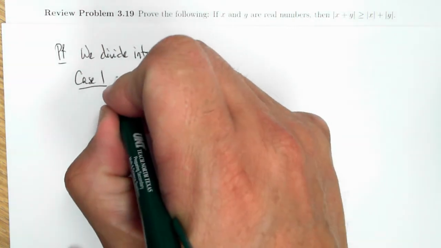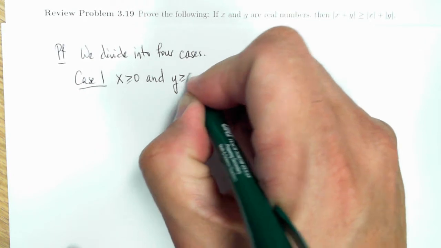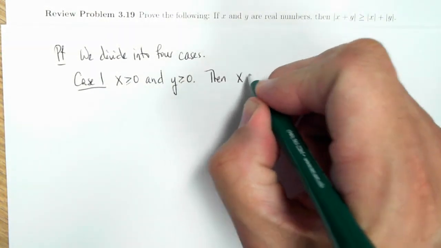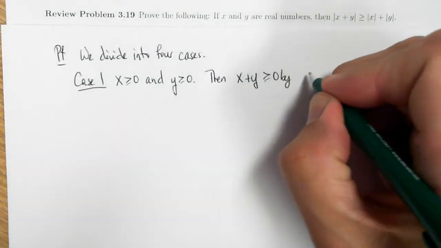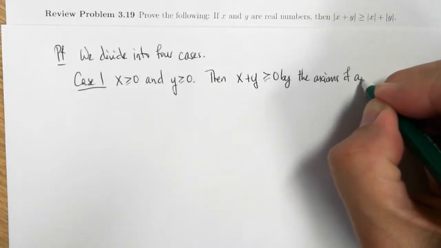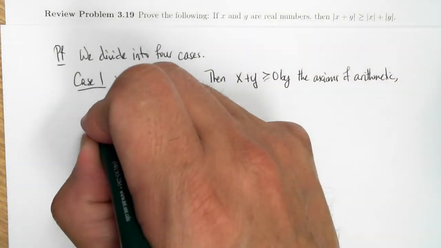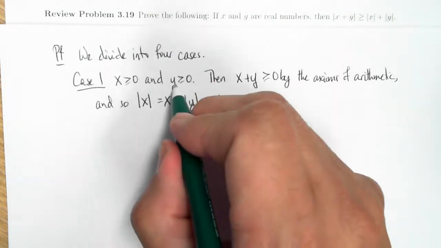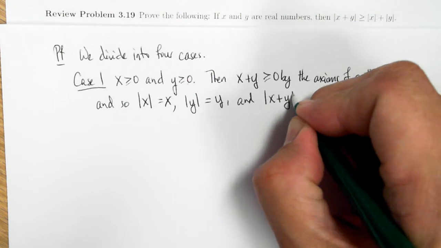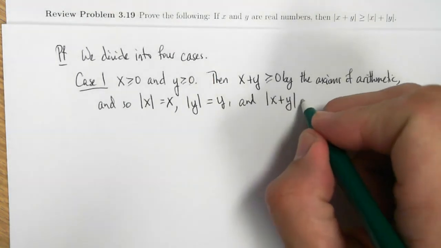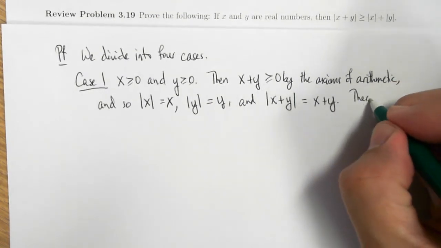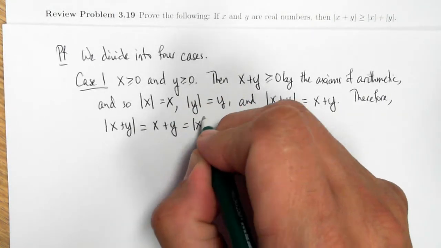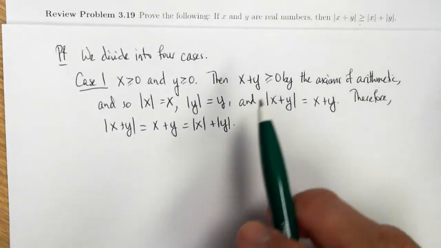Case 1. Case 1 will be that x is greater than or equal to 0 and y is greater than or equal to 0. If this happens, then x plus y is also greater than or equal to 0 by the axioms of arithmetic. And so the absolute value of x will be equal to x, since x is greater than or equal to 0. The absolute value of y is equal to y, since y is greater than or equal to 0. And the absolute value of x plus y will be equal to x plus y. Therefore, absolute value of x plus y is equal to x plus y, which is absolute value of x plus absolute value of y. And so this works, that we have an equality here as opposed to the greater than sign.